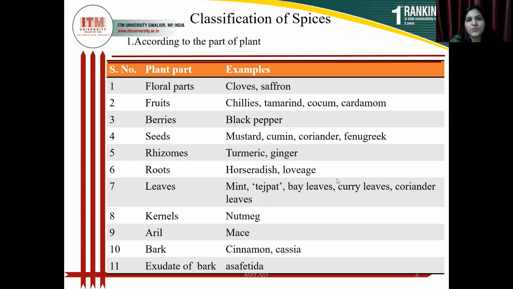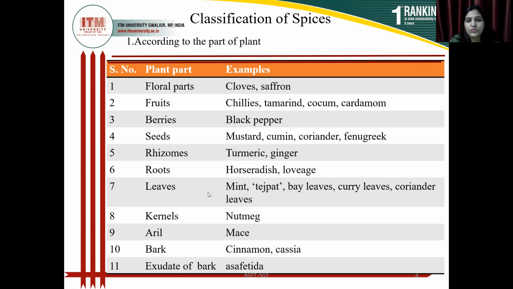Okay, so here the classification of spices. According to the part of the plant, different parts of the plant contribute to spices. First of all, clove and saffron are produced from the floral part of the plant. From the fruit part, chilies, tamarind, kokum, and cardamom are produced. From the berries, black pepper is produced, and from the seeds, mustard, cumin, coriander, and fenugreek are produced. From the rhizomes, turmeric and ginger are produced, and from the roots, horseradish and cloves are produced.